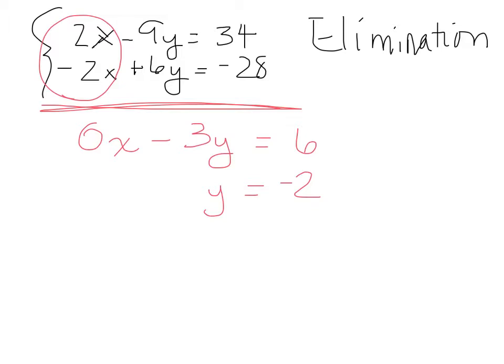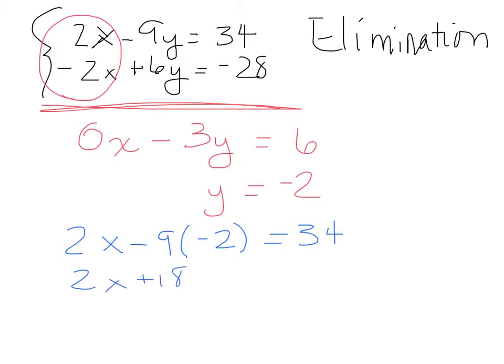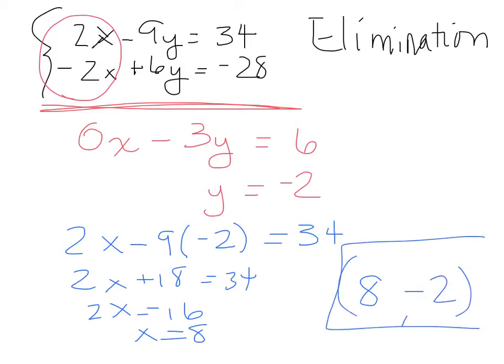But now that y is negative 2, I have to go back and find x. So go back to either one of your equations, it doesn't matter which one. I'll go back to the first one because it's got a positive first. 2x minus 9 times y, which is now negative 2, is equal to 34. Let me just figure this out real quick. Plus 18. x is equal to 8. So together, my solution, 8 comma negative 2, solves both of those equations, and both will come true.